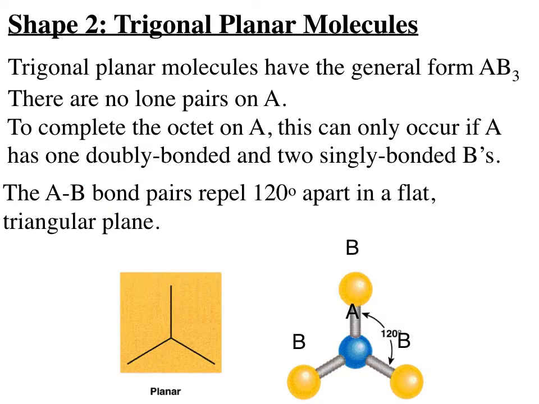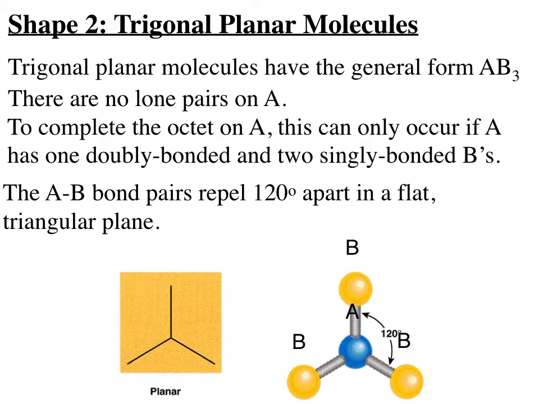Turn to the second of our 13 shapes. Shape number 2 is what I'm going to call a trigonal planar molecule. The name implies exactly how the atoms are arranged around the central atom. The general formula of a trigonal planar molecule will be AB3, as compared to the linear AB2.